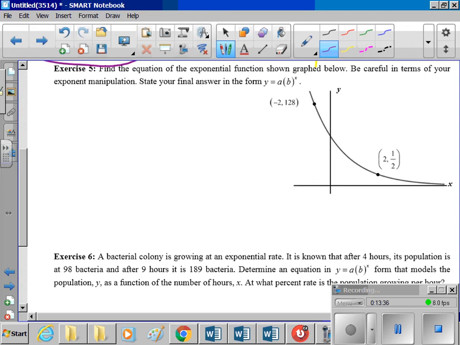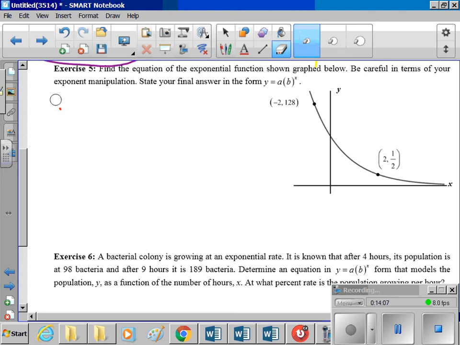All right, so now we're going to find it from a graph. So be careful in terms of exponent manipulation. Find the equation of the exponential function shown in the graph below. State your final answer in the form y equals a times b to the x. All right, so this is actually not so bad because we can see just 2 points, same as we had last time.